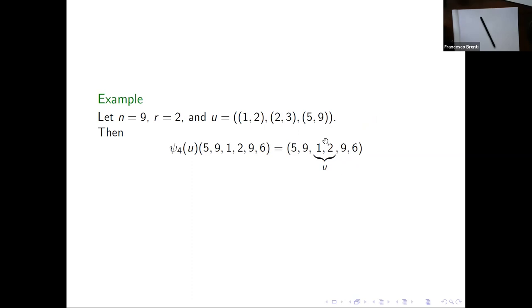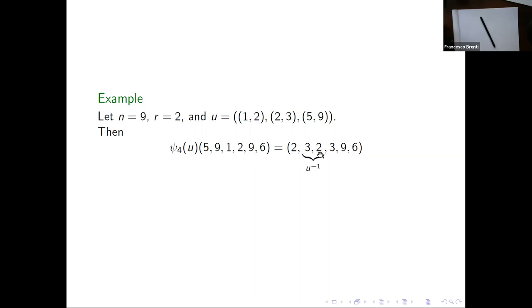Now I have to apply u to 12. u sends 12 to 23. So this 12 becomes 23, and u shifts to the left. Now I have to apply u to 92. 92 is a fixed point, so nothing happens. u shifts to the left, but now it changes to u inverse. So now I have u inverse on the first two coordinates. u inverse sends 59 to 23. So that changes to 23, and u inverse shifts to the right.